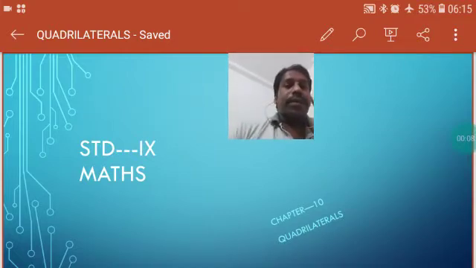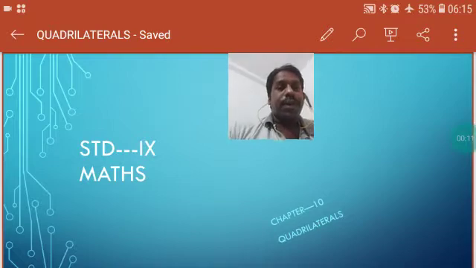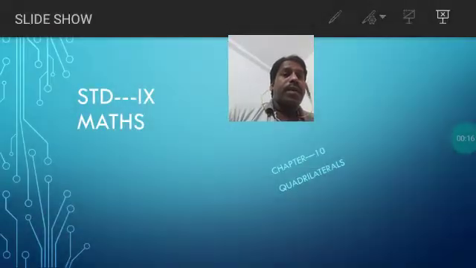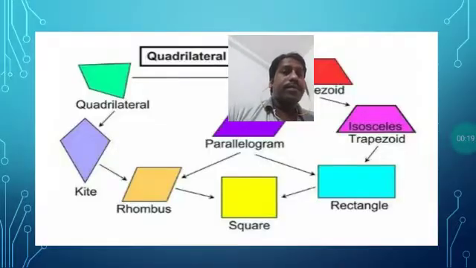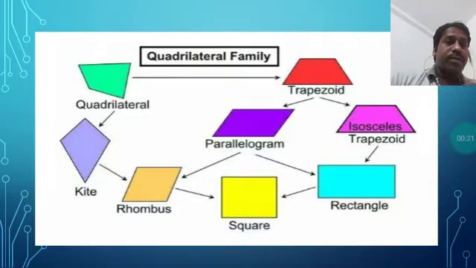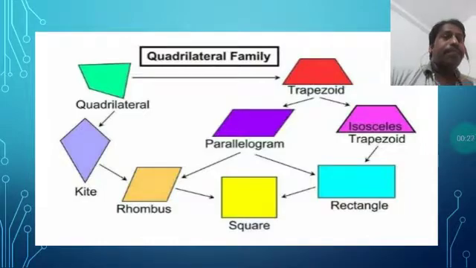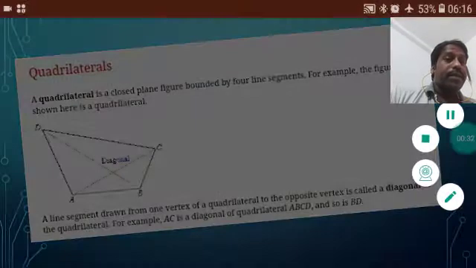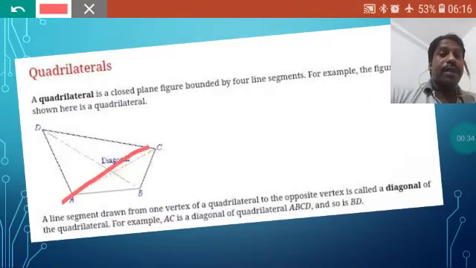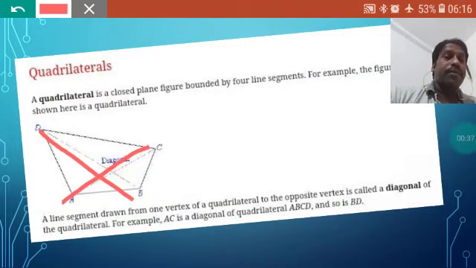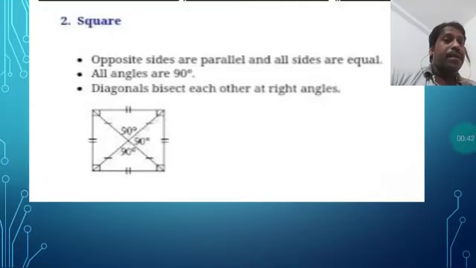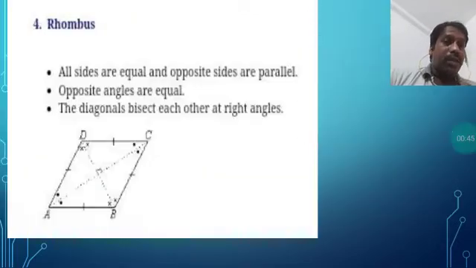So, we will continue with this quadrilateral chapter. Till now we have read about this family of quadrilaterals. These all shapes we will discuss one by one. Then we have read about what is called a quadrilateral. This part is called the diagonal of the quadrilateral. We have read this also. Then we have read rectangles, squares, parallelograms.